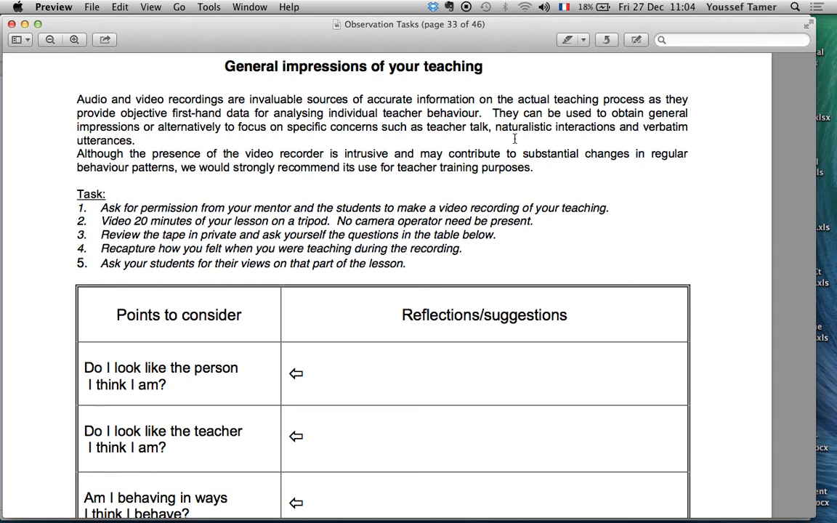A report, and then as part of your report, you have the appendices. Appendices, what are you going to do? The types of observational tasks you have included. Examples of observational task 1, 2, 3.